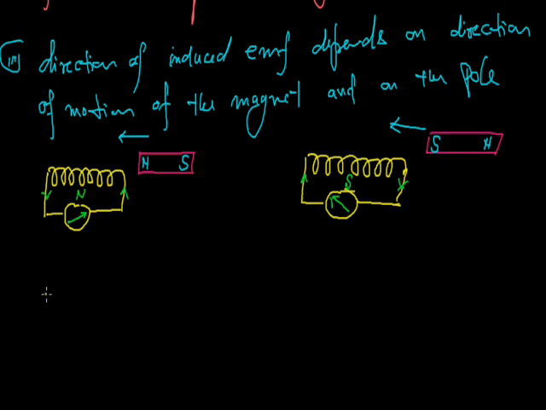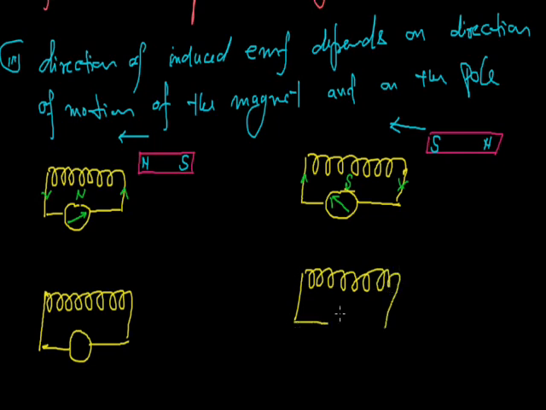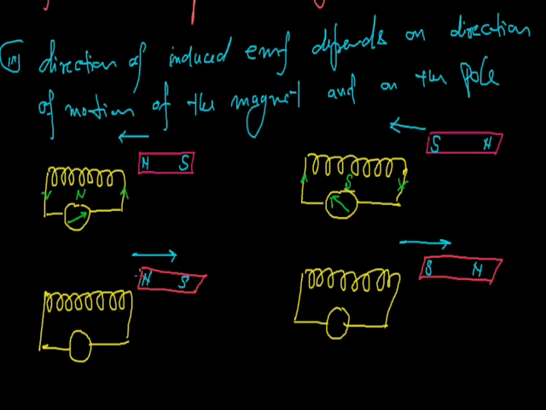And opposite to this, when the south pole comes nearer and here the north pole, and the south pole goes far away, and here south and north, south goes far away and here the north pole goes far away, and here the direction of current will be clockwise and deflection will be opposite, and when the south pole goes far away, the direction of current will again be opposite to this.